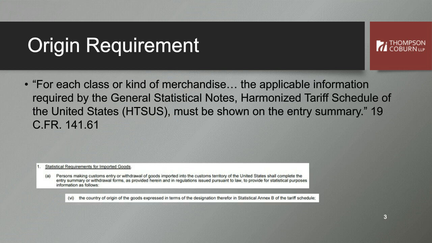So, the origin requirement. It's interesting to see where this comes from, and so the origin is required as part of the general statistical notes in the harmonized tariff schedule, which require the reporting of the country of origin of the goods expressed in terms of a designation of their country code as listed in Schedule B of the tariff schedule. It also is required under the marking rules of the United States, and in free trade agreements, it's also required under those provisions. So there's several different aspects of country of origin where it's required, but for the entry and for filing and reporting goods upon importation, this is our primary basis.